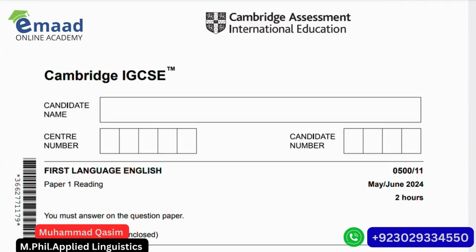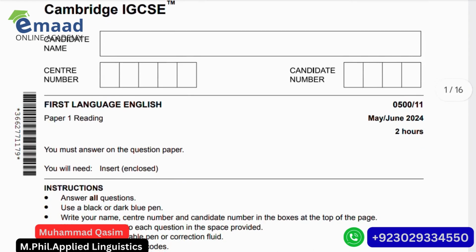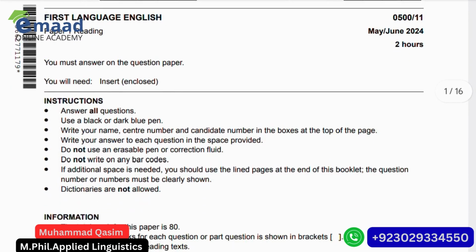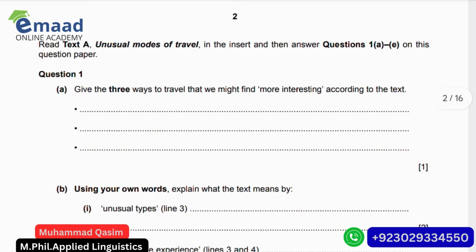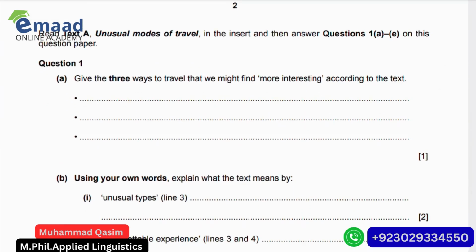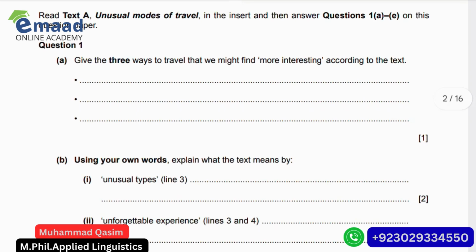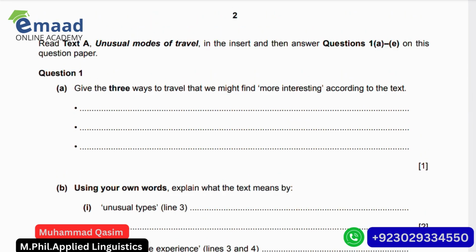Here is the Cambridge IGCSE English as a First Language 0500 reading paper, total 80 marks, and there are three questions. The first question contains 30 marks, question 2 contains 25, and question 3 again contains 25 marks. If you want to know all about it, this is the May/June 2024 question paper.